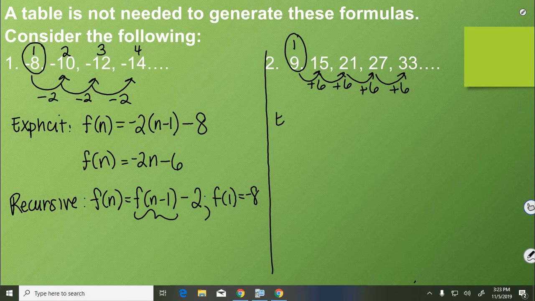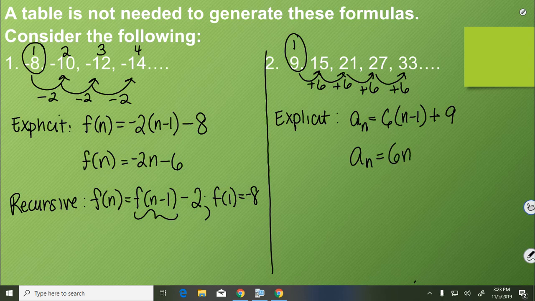So explicitly, we could write a of n equals 6 times n minus 1 plus 9. And if I went back 6, a of n equals 6n plus 3, where 3 would be the initial amount rather than the first term. Let me just show you again, if I were to plug in, for example, 21 here, that's the third term. If I do 3 minus 1, I get 2. 2 times 6 is 12, and 12 plus 9 is 21. So it generates that term as well if I plug in the term number that is wanted.